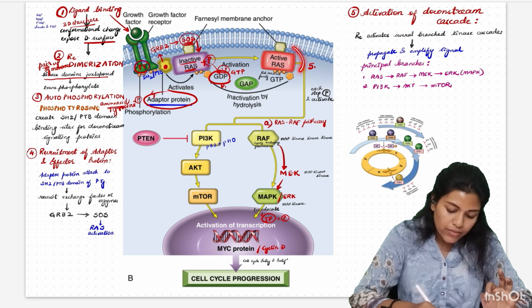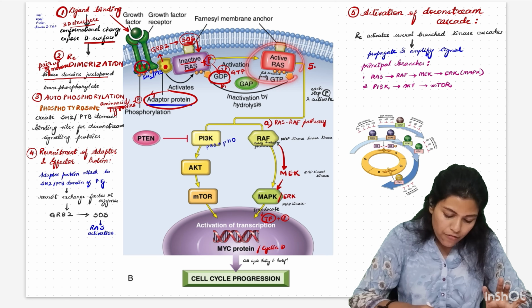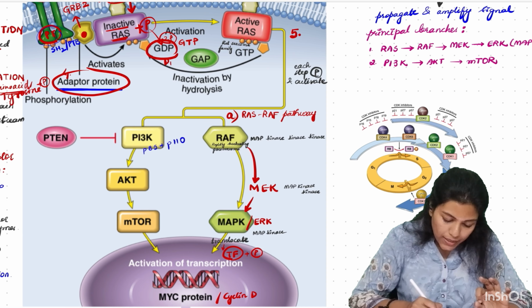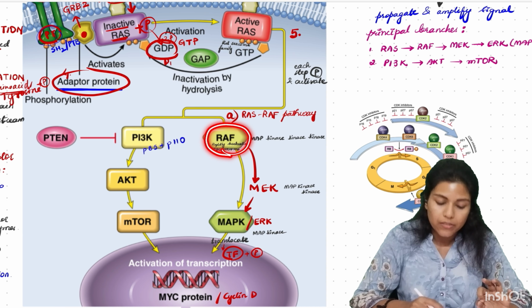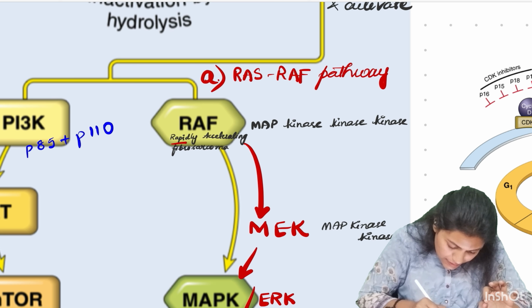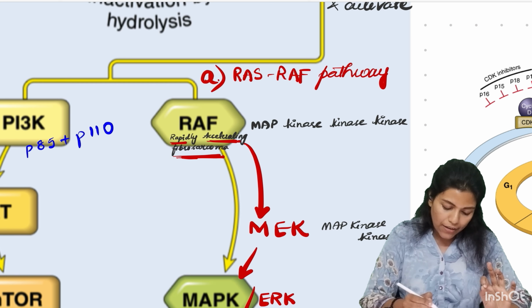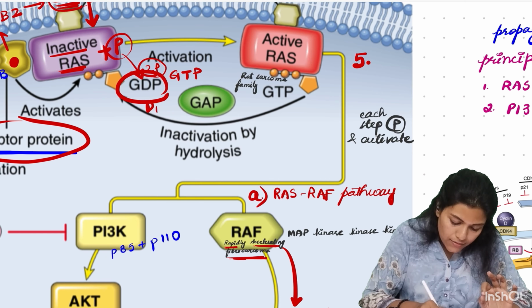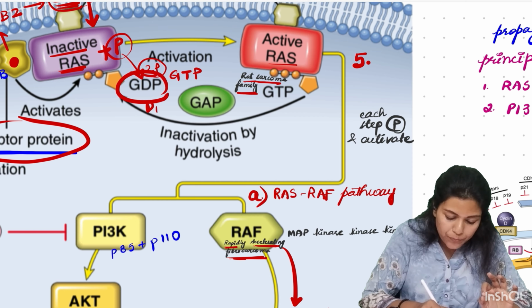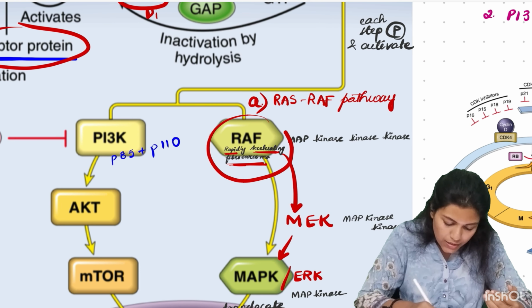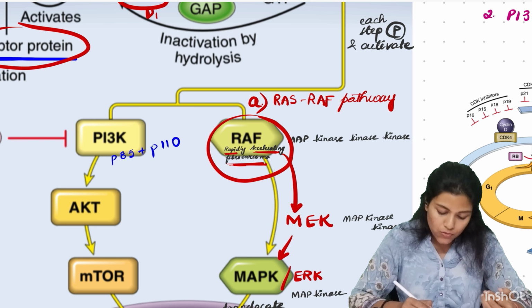I have discussed till we have known how active RAS has formed. From the active RAS, that means activated RAS now will recruit an activated RAF. RAF is present in the cytoplasm, and the full form is rapidly accelerating fibrosarcoma. RAF is recruited by this activated RAS. I forgot to tell about RAS. RAS is the rat sarcoma family. Rat sarcoma family is the full form of RAS. This active RAS will now recruit and activate the RAF, rapidly accelerating fibrosarcoma.